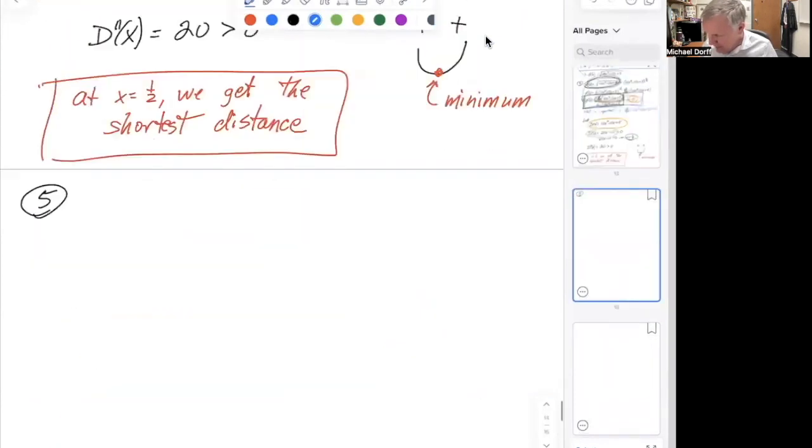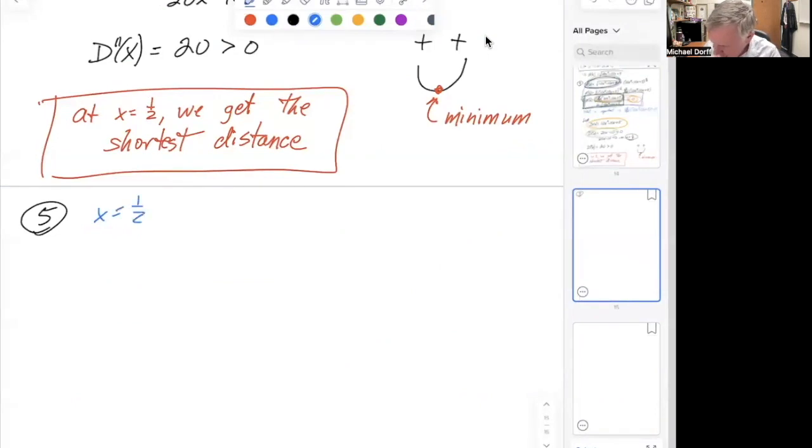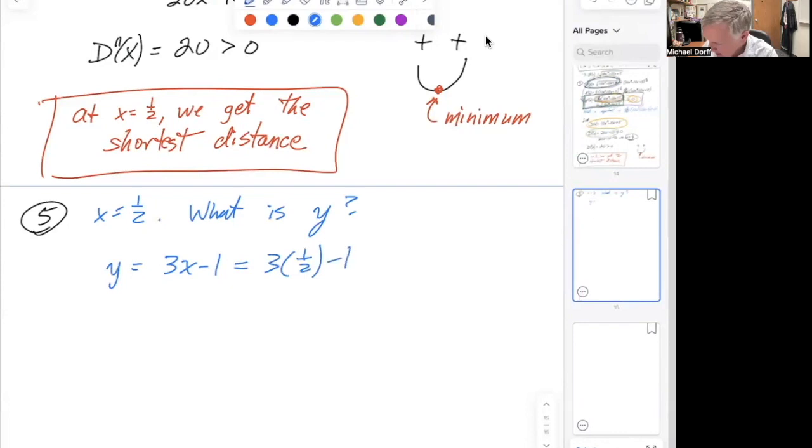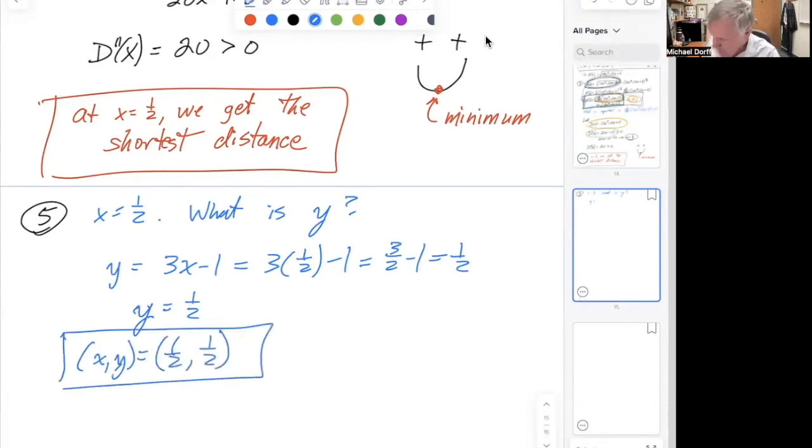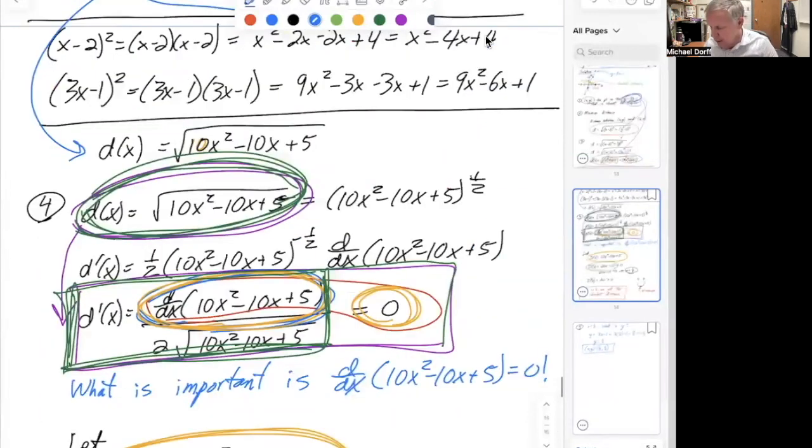All right, well, we found the x value. We had x equals a half. So what is y? Well, remember, y was equal to 3x minus 1. So now we're going to put in the x value there, a half. And so we get 3 halves minus 1, which gives us a half. So y is equal to a half. And so my point, (x, y), is (1/2, 1/2). And that is the point on the original curve that gives us the shortest distance to the point (2, 0).